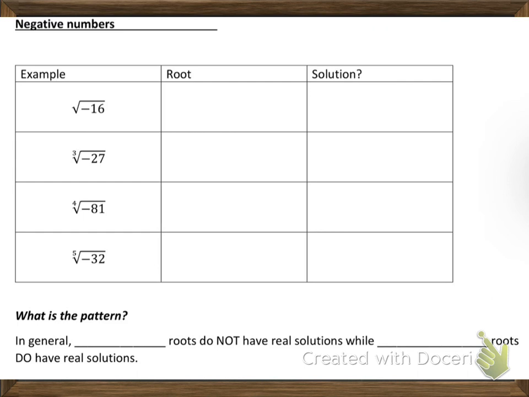All right, let's think about negative numbers. So if I have the square root of negative 16, remember, right now we're saying that there is no real solution. So I can't do that. But what if I have an odd root? What if I have the third root of negative 27? Well, let's think about this. Negative 27 is equal to negative 3 times negative 3 times negative 3, isn't it? So we could say that the third root of negative 27 is just negative 3.